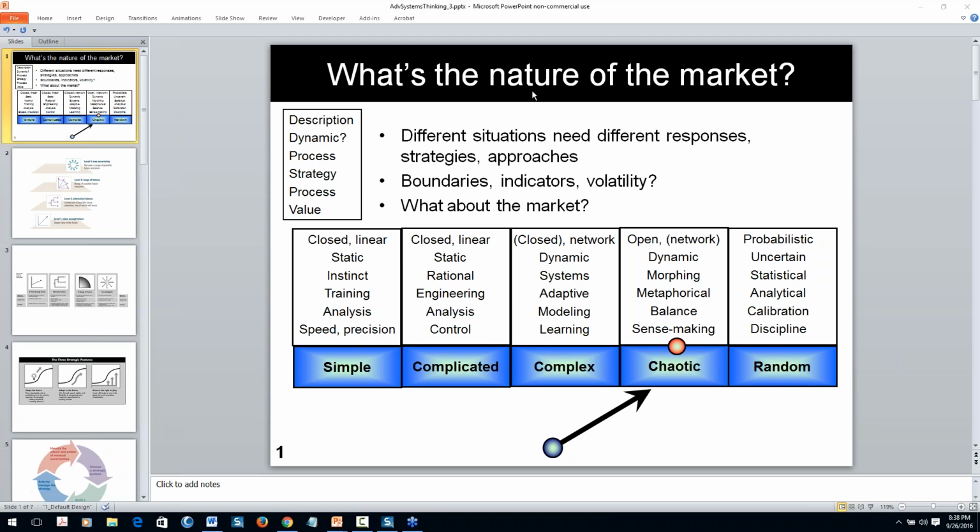So the first thing I want to cover then is the central idea of answering the question, what's the nature of the market? And this is connected to some other problem-solving models that we're going to see next that come to us from Harvard Business Review. And this is really more of a specific categorization scheme about the market for traders.